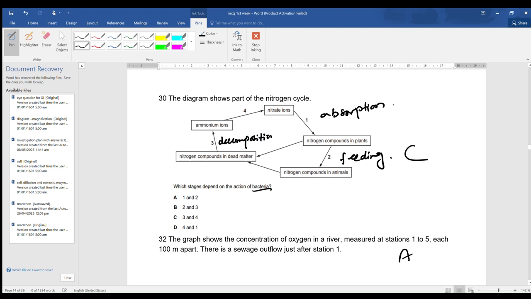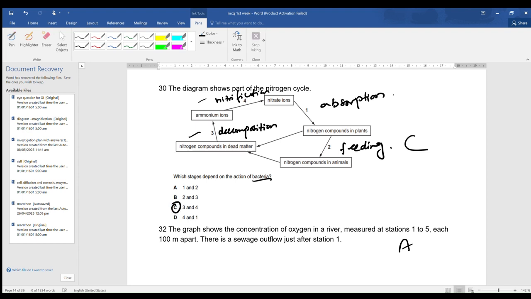Okay, both of them are same thing. And then ammonium ion will convert into nitrate ion. This is done by nitrification. So what is the question? Which stage depend on the action of bacteria? Decomposition is dependent upon the action of bacteria, and nitrification is dependent upon the action of bacteria. So 3 and 4. Therefore, option C is correct.